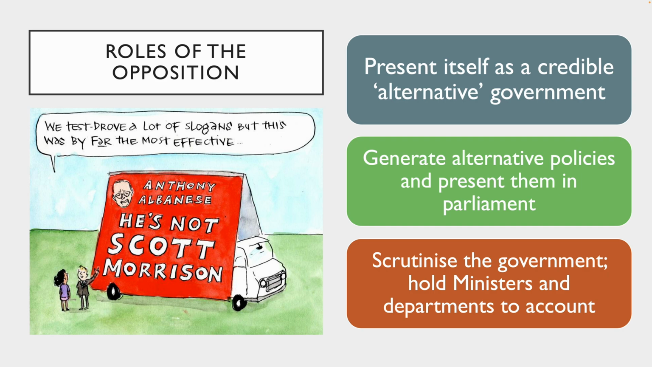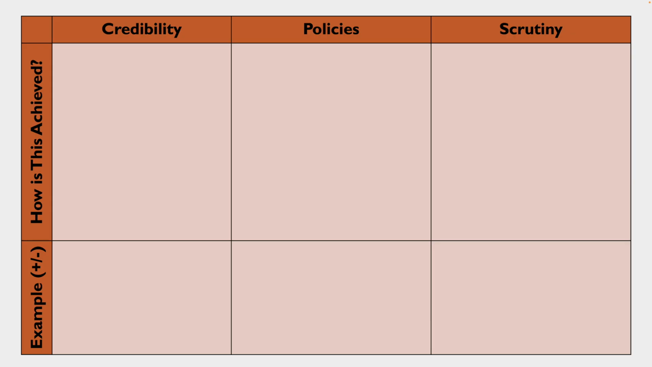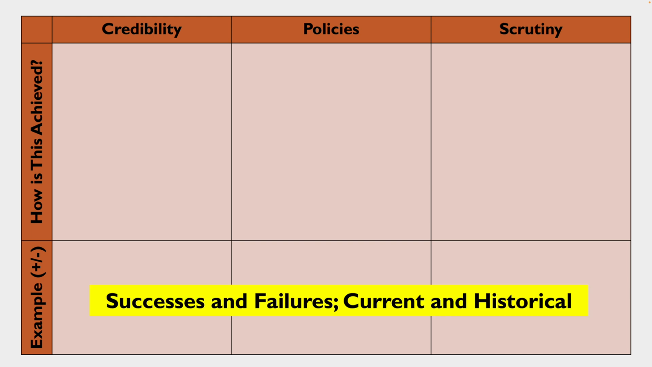We can say that the opposition has 3 main roles: to present itself as a credible alternative government, to generate alternative policies and present them in Parliament, and to scrutinise the government, holding ministers and their departments to account. Now, what is important is that for each of these aims and roles, you know how this is achieved in theory, and then examples of that being carried out successfully, but also examples of where the opposition struggles to fulfil those roles. With your examples, you are looking obviously for successes and failures to generate a rich discussion.